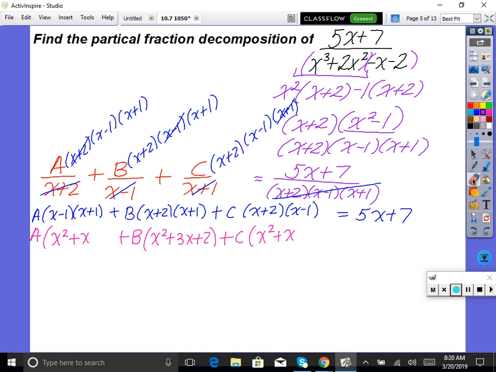I just realized something in my notes. I had written x plus 1 first. Not that it won't matter in the end, but it was not matching up with my work here. So I'm having to go back and just rewrite it correctly. In the end, it will all work out the same.